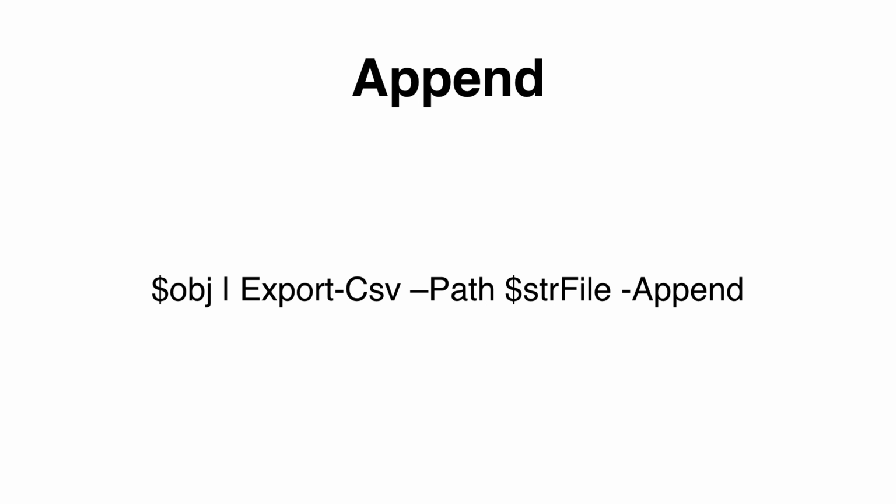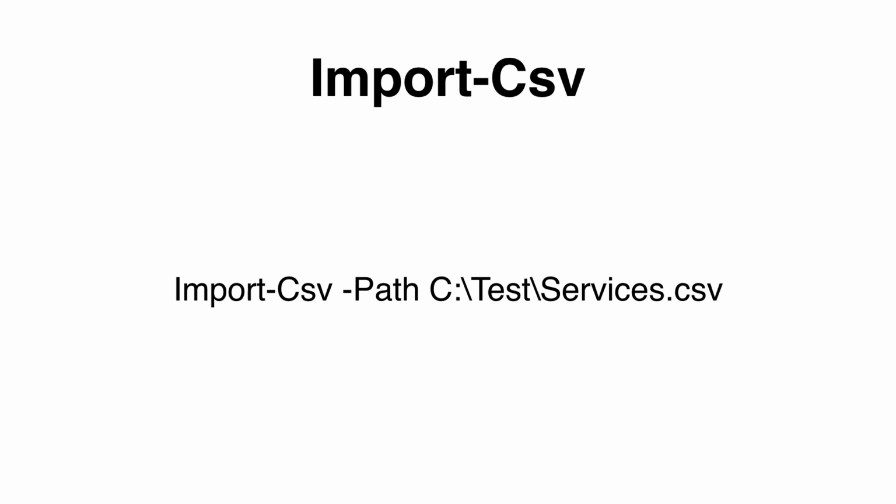If we would like to add lines to an existing CSV file, we can do so by using the Append switch. We need to pipe the commandlet or object that we would like to add to the CSV to the Export-Csv commandlet, specify the path, and add the Append switch. To import a CSV, we can use the Import-Csv commandlet. We simply need to specify the path to the file that we would like to import.